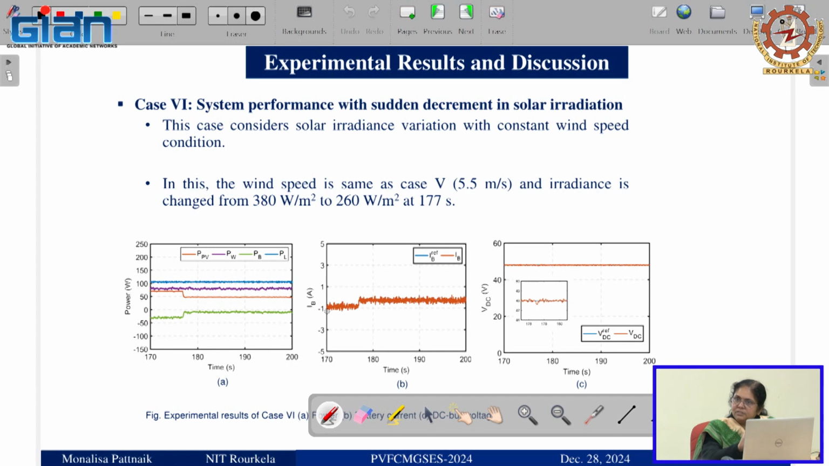Whether it is a wind system or this PV system, the load change is not affecting the MPP power extraction. But correspondingly, your battery and storage power is changing, so as to keep the DC bus voltage constant.